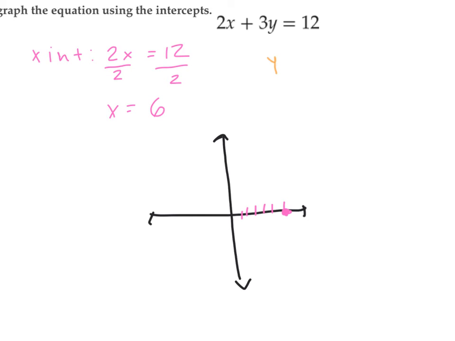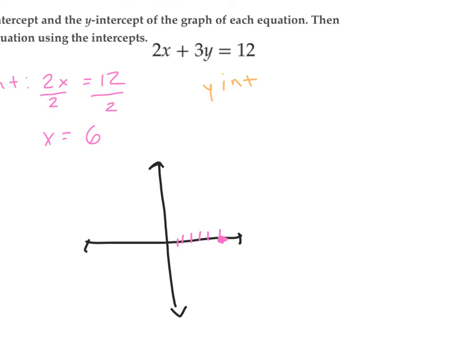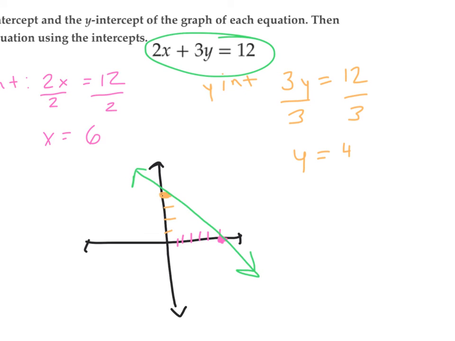Now how do we find our y-intercept? Making x 0. So that we have 3y is equal to 12. How do we solve for y? Divide by 3. So y is equal to 4. So then we go up 4, put our point right there, and then we connect our 2 points with a line. So our graph of 2x plus 3y is equal to 12 is this green line here.